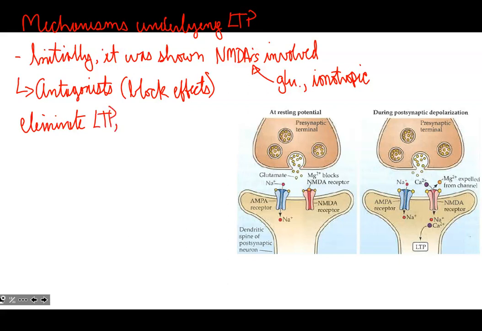But we still saw a response when the cells were stimulated with a lower frequency. Under low frequency.